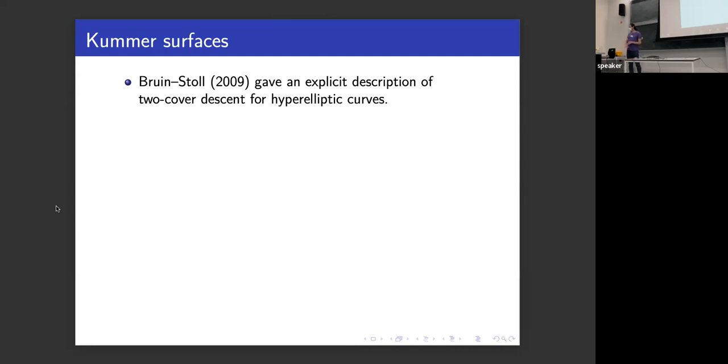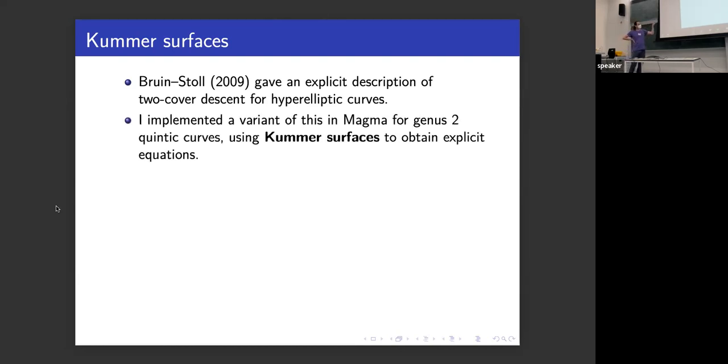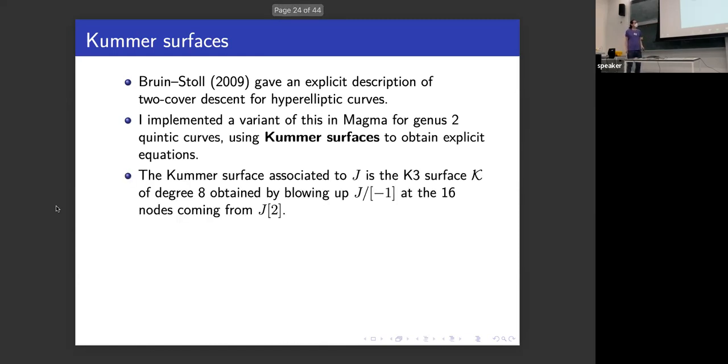So the approach to writing down explicit equations for all this that I took is using Kummer surfaces. Bruin and Stoll used a different approach. They gave an explicit description of two-cover descent for hyperelliptic curves. The variant of this that I implemented in Magma for genus 2 quintics uses Kummer surfaces. So when you have the Jacobian of a genus 2 curve, what you do is you quotient by the -1 involution. And then this gives you 16 simple nodes corresponding to the 2-torsion points of the Jacobian. If you blow up at those, you get a K3 surface that's called the desingularized Kummer surface of the curve.